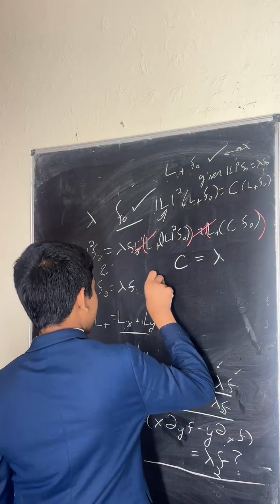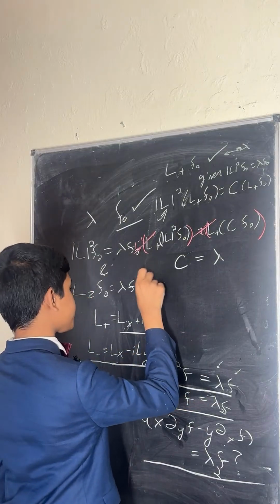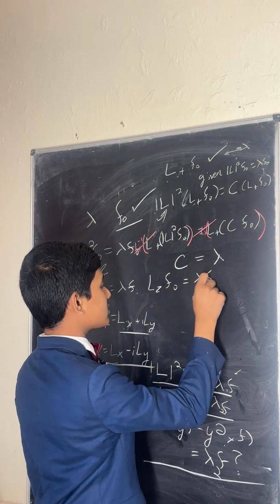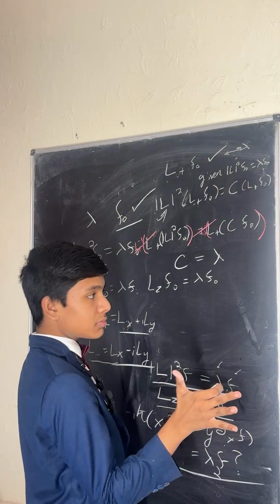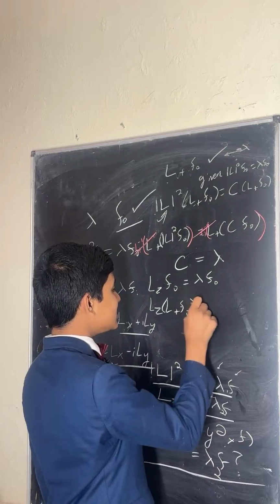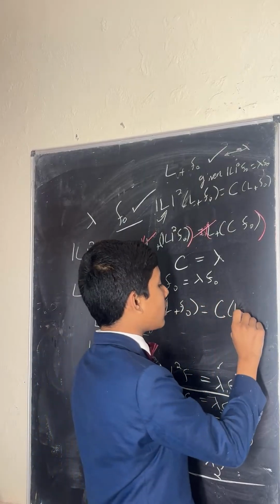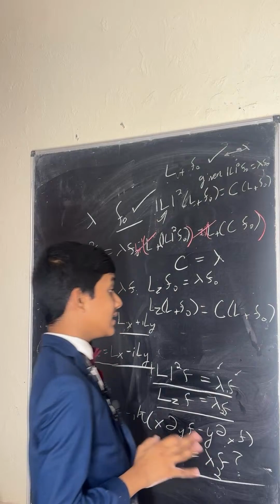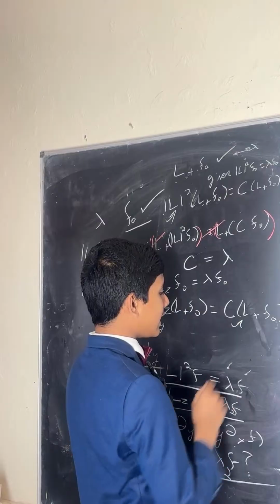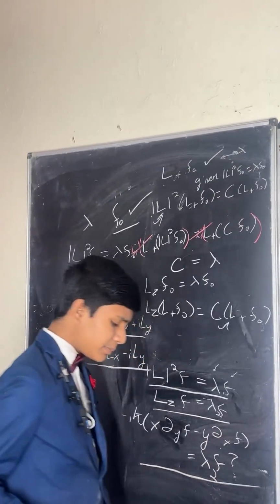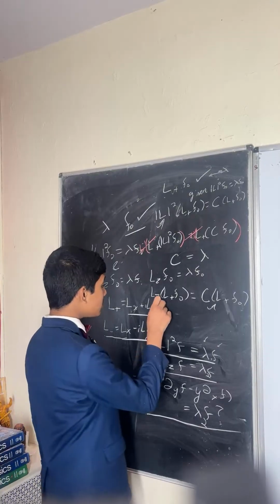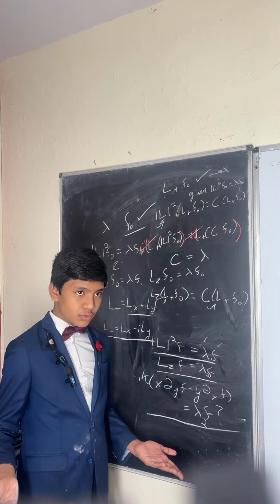So, what happens when we do that? Well, let's say we already know LZ F naught is equal to lambda F naught. Now, I'm going to guess that LZ L plus F naught is equal to C L plus F naught for some C. Is this true? Well, we can still do the L plus commutation trick here, but it's not going to be as slick on this side. Why? Because L plus and LZ do not commute.